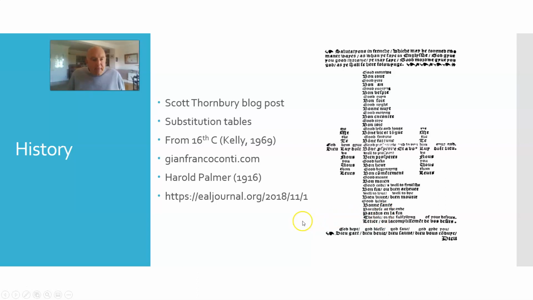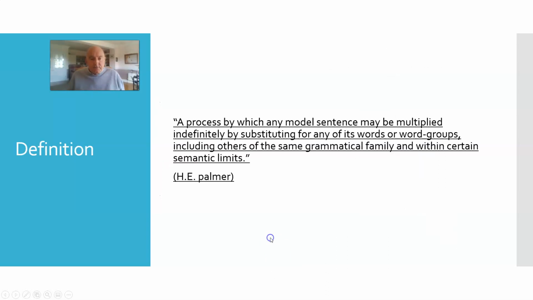And Harold Palmer, that famous teacher and writer from the first half of the 20th century, British linguist, writer and teacher, was a big fan of substitution tables. If you want to read more about them, you might want to check out that article in the ELT journal, which talks more about them. And also go and have a look at Gianfranco Conti's blog, where you'll find various blog posts about sentence builders, and I'll recommend one in particular in a moment.